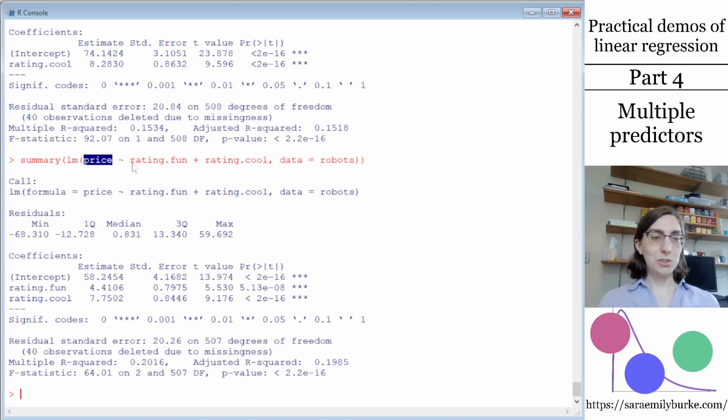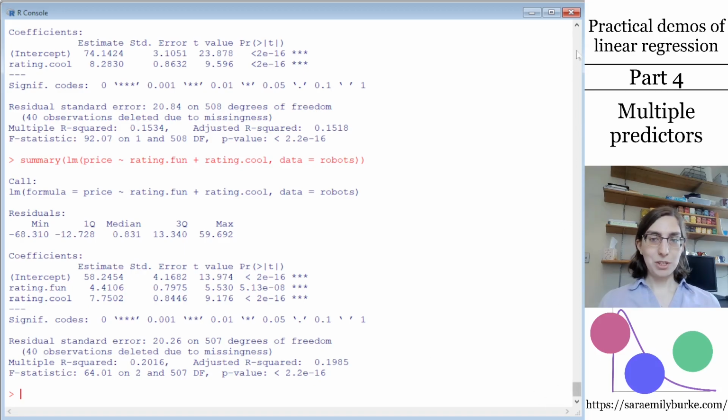So what this is going to do is estimate the relationship between how fun the robot's perceived to be and its price at any given level of cool, and the relationship between how cool it's perceived to be and its price at any given level of fun. In other words, it's going to attempt to fit a regression model with 2 slopes, one for fun and one for cool, that would minimize the sum of squared residuals of price if we calculated estimated prices based on those 2 slopes. And here's the model output.